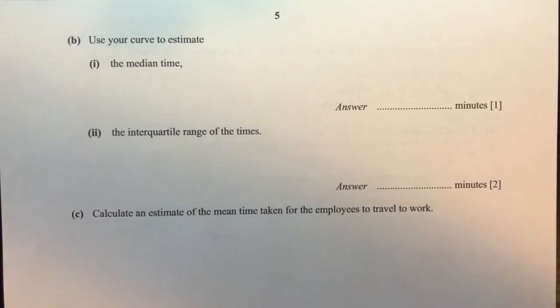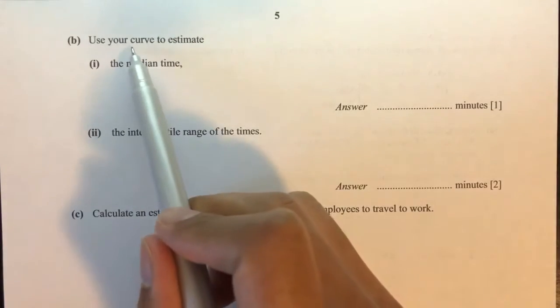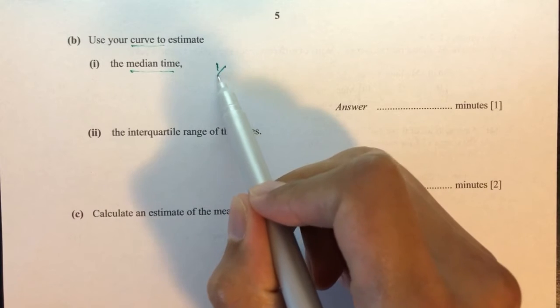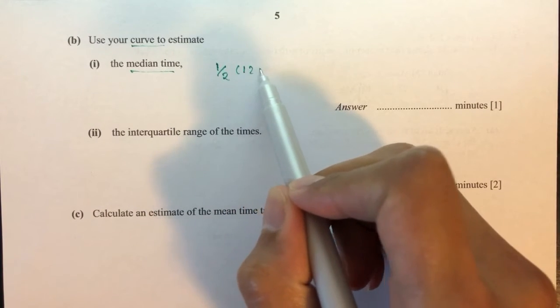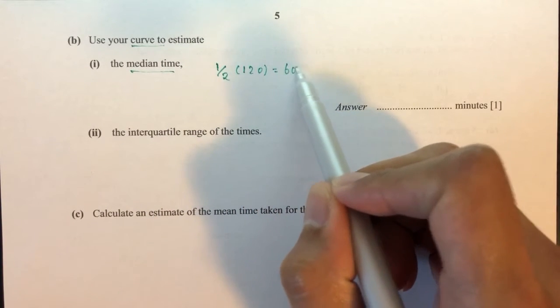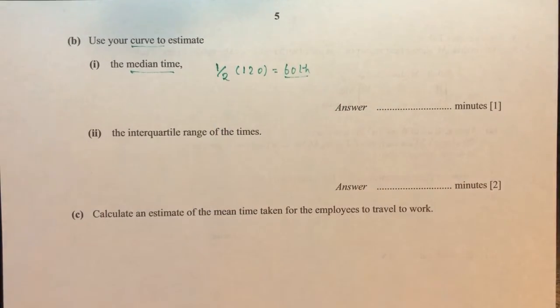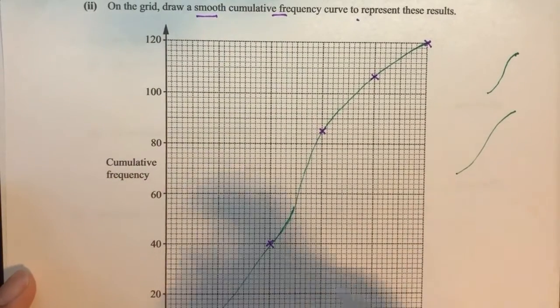On to part B of number two. So use your curve to estimate the median time. So we have 120 people, so half of 120, that will be the 60th element. So let's find that on our graph. So let's find the 60th element, it will be here.